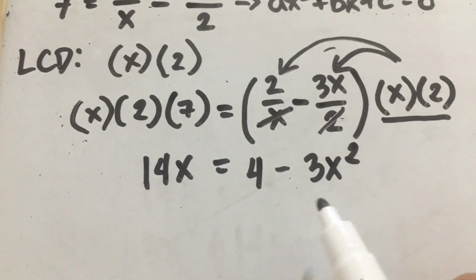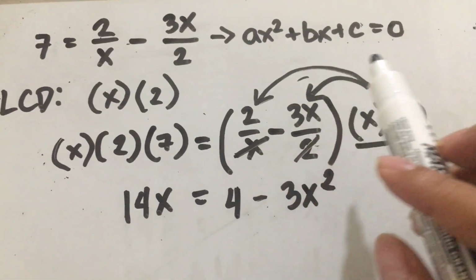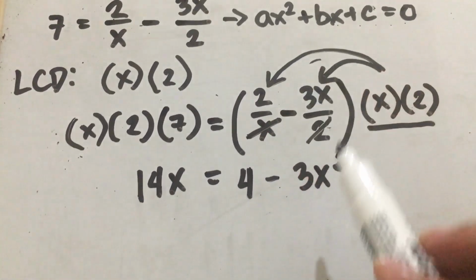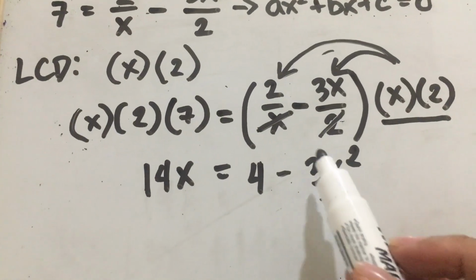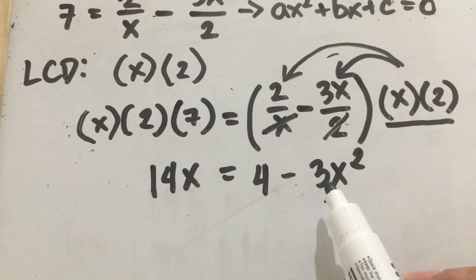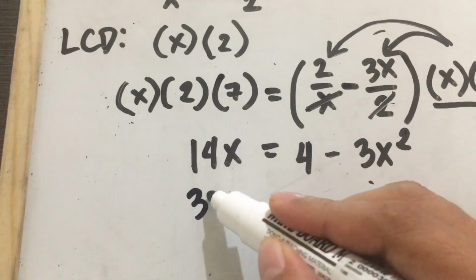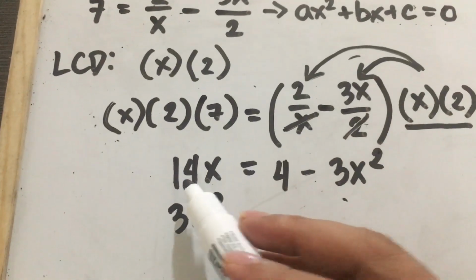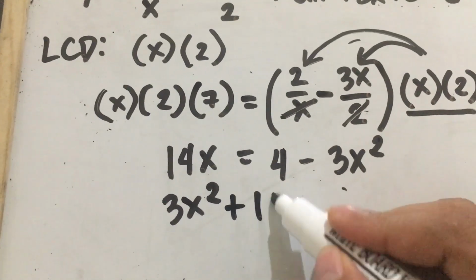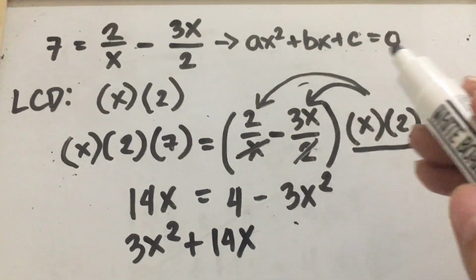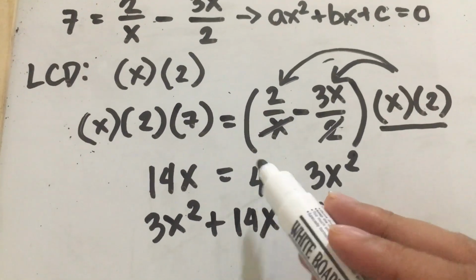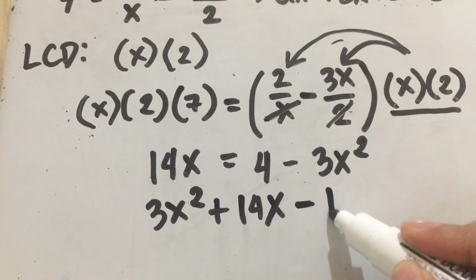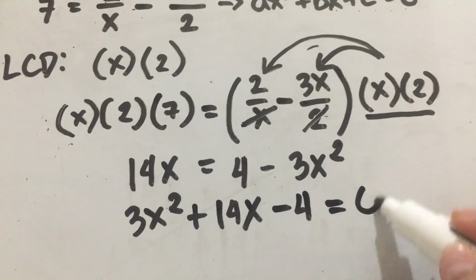So we have already an equation that is now in the form of a quadratic. But we need to arrange the equation into a quadratic equation. First, the ax squared. This is the ax squared, and we transpose it to the left side. So that's negative 3x squared, which becomes positive 3x squared. Next, bx. That is 14x. Just copy it, positive 14x. The c, the constant number, this is 4. We transpose it to the left side, so the 4 transposed to the left becomes negative 4, equals 0.